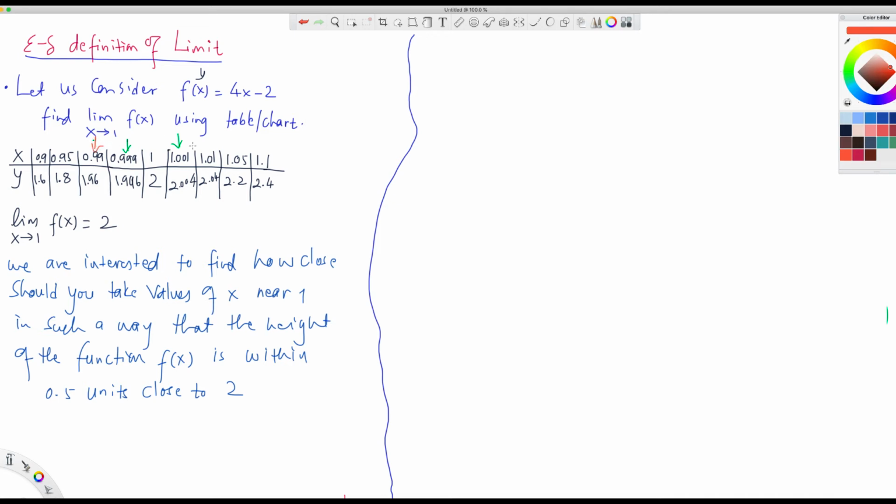This value and this value are 0.01 unit close to 1. So if you get 0.01 unit close to 1, then your y value will be 0.04 unit close to 2. You see that? Similarly, if you get 0.05 unit close, this value and that value are 0.05 unit close to 1. And in that case, the y values are 0.2 unit close. You see that? This y value and that y value are 0.2 unit close from 2.